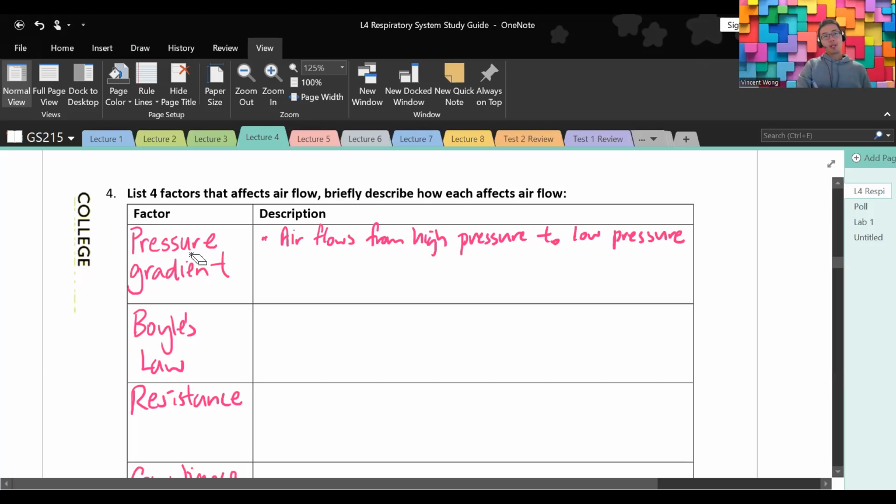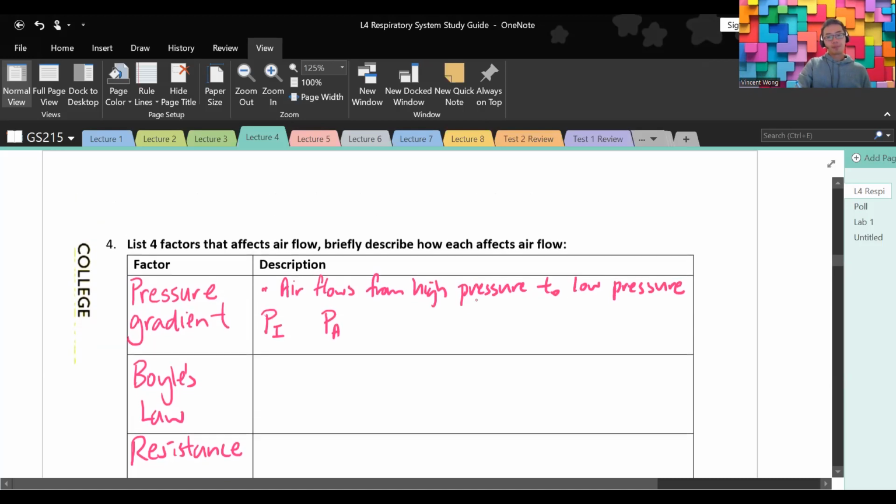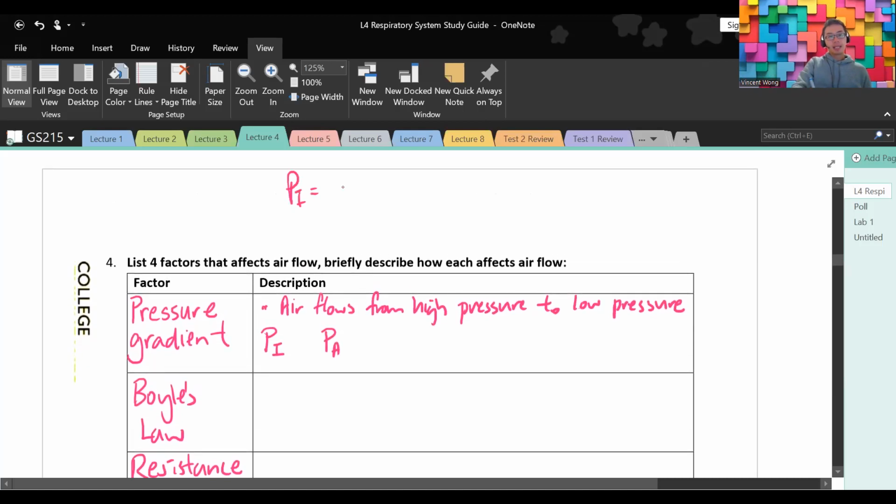But with what we are talking about here, we are specifically interested in the intrapulmonary pressure, the pressure inside the lungs, versus the atmospheric pressure. So PI, that's intrapulmonary pressure, like within the lungs, and then PA, that's atmospheric.